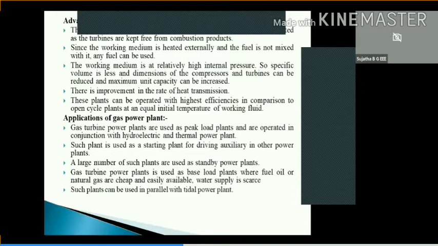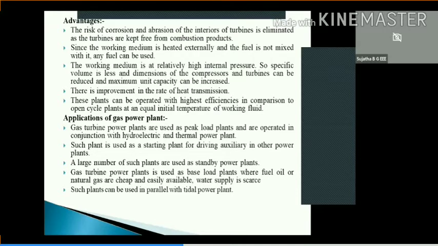Water also, whenever there is water supply scarcity, especially for a nuclear power plant, thermal power plant and hydel power plant, you require a lot of water. So we can use gas turbine power plants in such cases where there is scarcity of water availability. Also where fuel oil or natural gas are cheap and easily available. Such plants can also be used in parallel with tidal power plants.